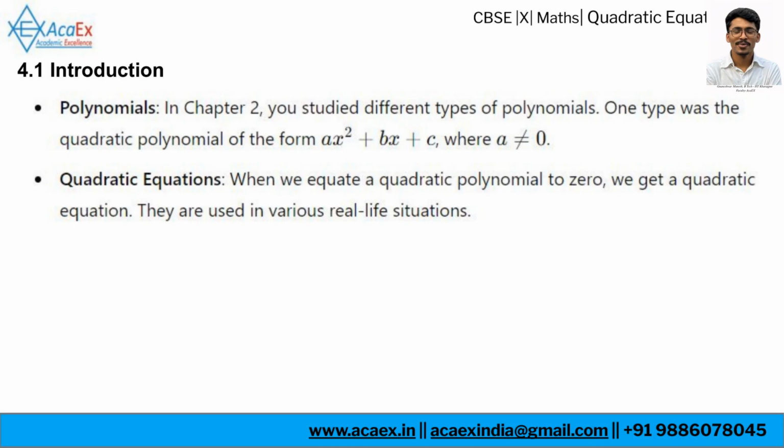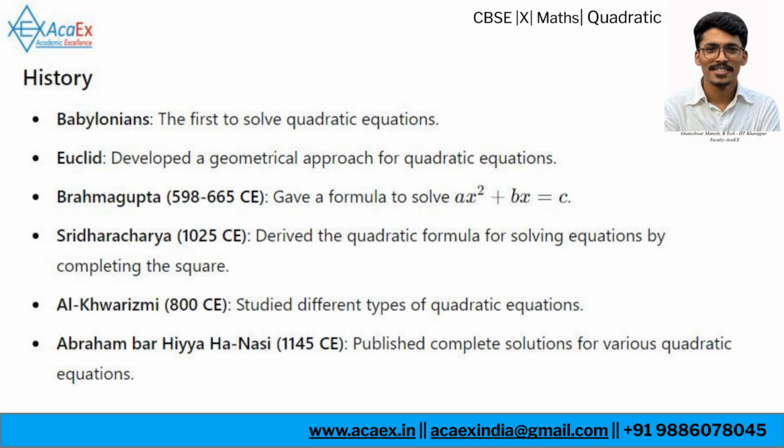Introduction. In Chapter 2, you studied quadratic polynomials of the form ax squared plus bx plus c, where a is not equal to 0. When we equate a quadratic polynomial to 0, we get a quadratic equation. They are used in various real-life situations. History: Babylonians were the first to solve quadratic equations. Euclid developed a geometrical approach for finding lengths which were roots of quadratic equations.